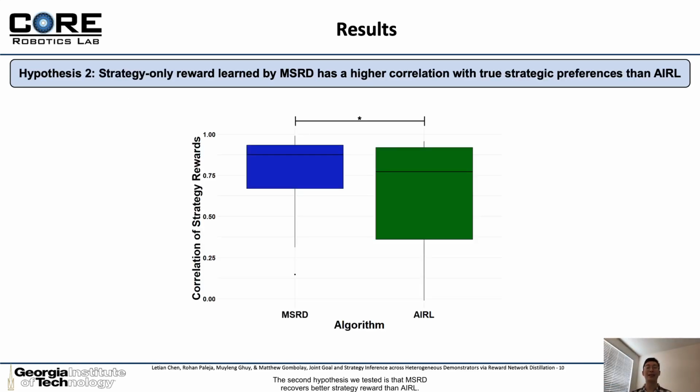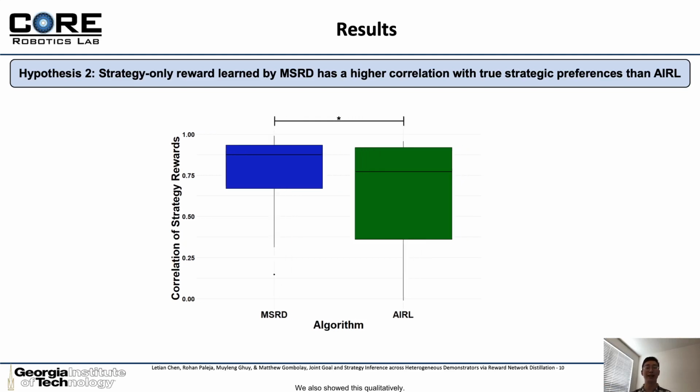The second hypothesis we tested is that MSRD recovers better strategy reward than ARL. Since it is in simulation, we know the ground truth strategic preferences. We show that MSRD's strategy reward has a significantly better correlation than ARL's reward function. We also showed this qualitatively.